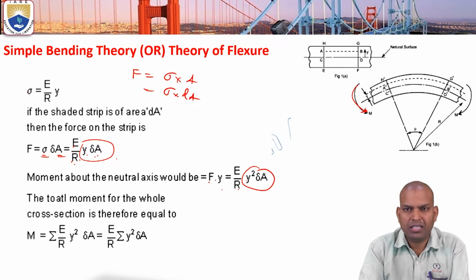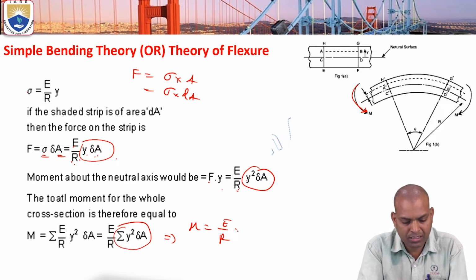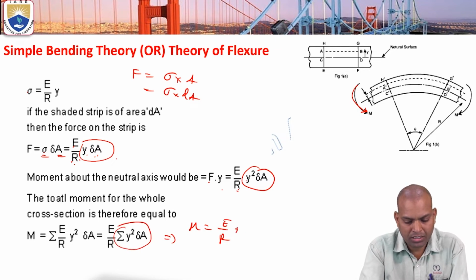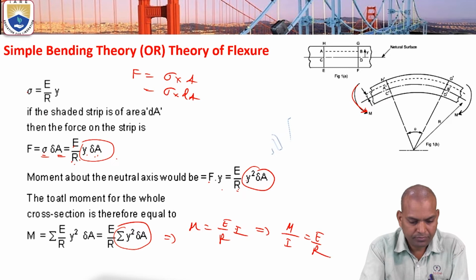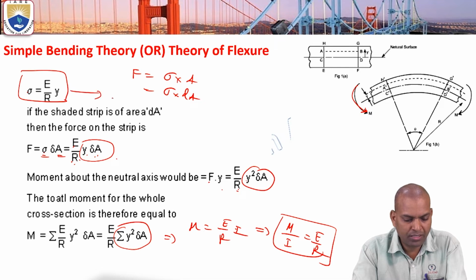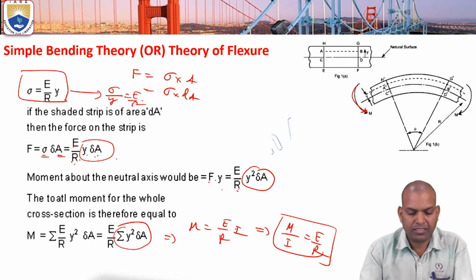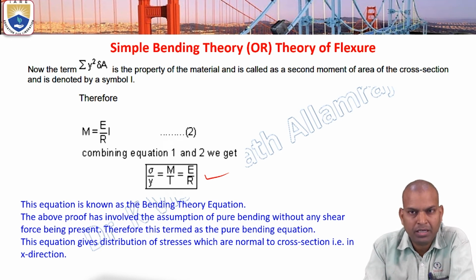Sigma of Y square dA, that is E by R into sigma of Y square dA. Y square dA is nothing but the moment of inertia, that is I. So the equation M equal to E by R into sigma of Y square dA becomes M equal to E by R into I. Then from that, M by I equal to E by R. Now this is one of the equations. We know before that sigma by Y equal to E by R. So this is also E by R, so we equate. Then finally the equation obtained is sigma by Y equal to M by I equal to E by R.